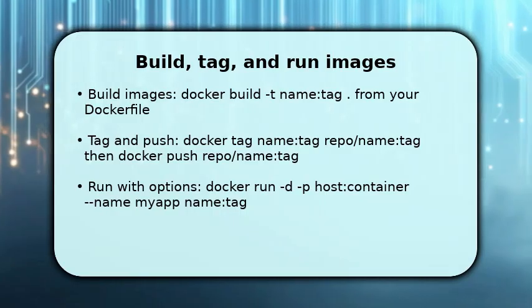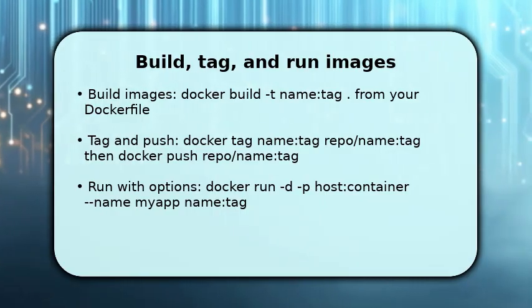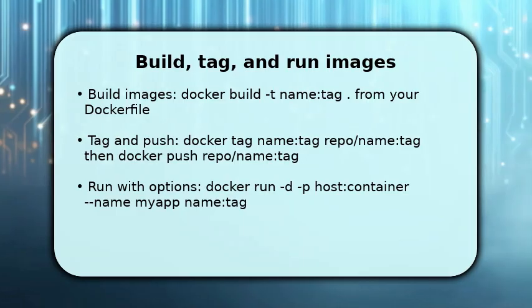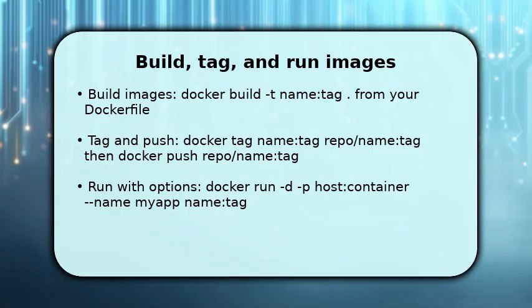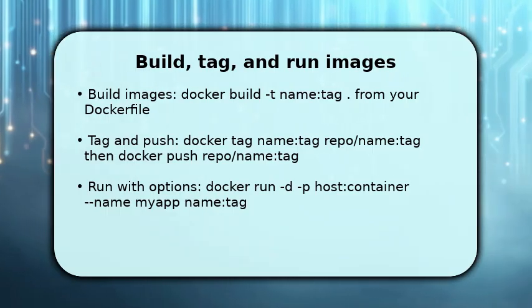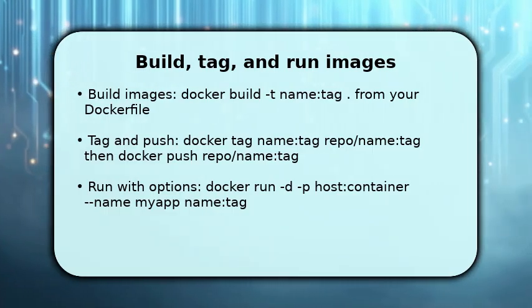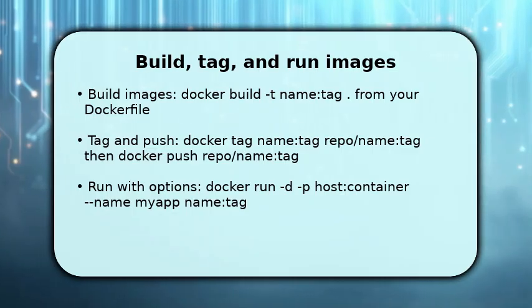Start with docker build -t app:latest . to create an image, that composes layered caching for speed. Once built, tag for registries and push: docker tag app:latest registry/app:latest, docker push registry/app:latest, so CI or teammates can pull.